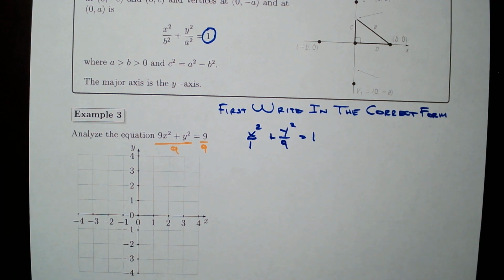Okay, so first of all, let me see where I got my papers here. Where did I put everything away?